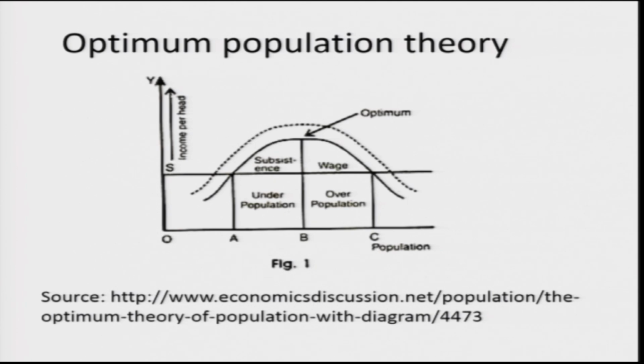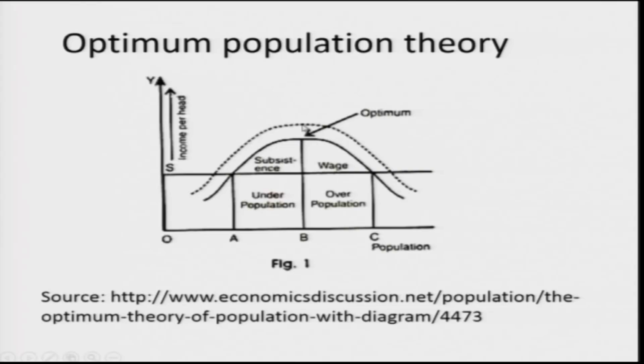Now, there is an interesting theory called the optimum population theory. Some people say that population growth is good, some people say that population growth is bad. What do we say? According to the optimum population theory, which takes a balanced view of the relationship between population and development, initially a rise in population is good for development, income per head, quality of life, no matter what standard of development you take. As population increases, this also increases.